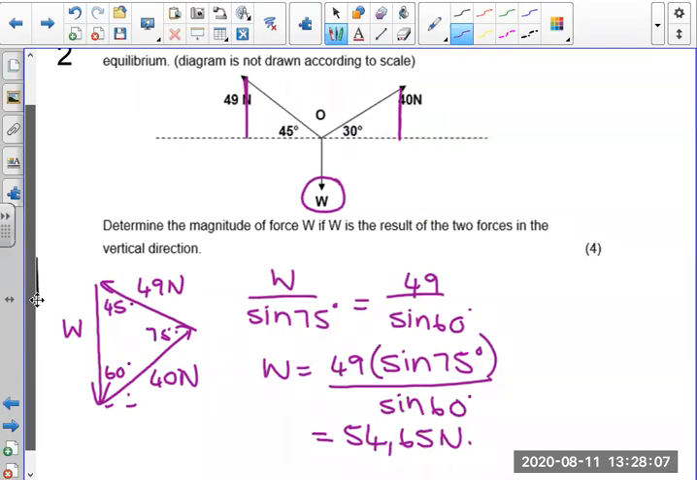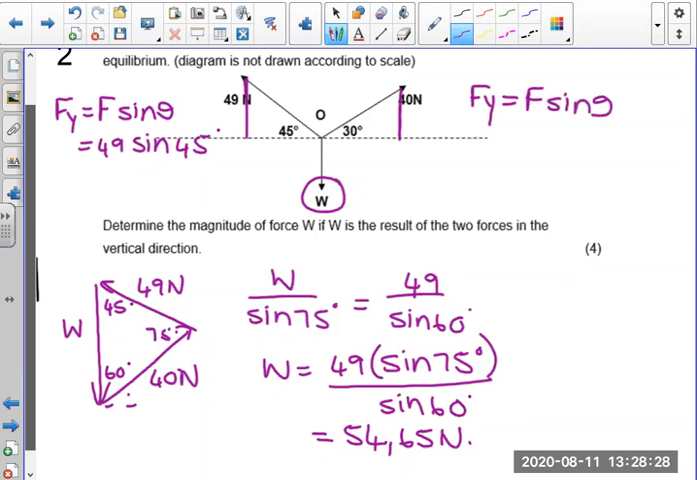Another way is to work out the y components of each. So I can say Fy equals F sine theta. So this one is 49 sine 45. And for this one, I do the same. The y component is F sine theta. So I can use the 40 sine 30. When we work out both of these, we're going to get an answer.